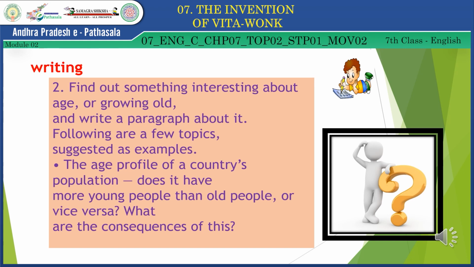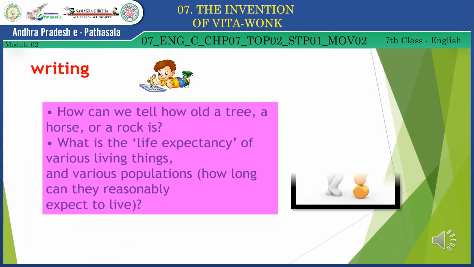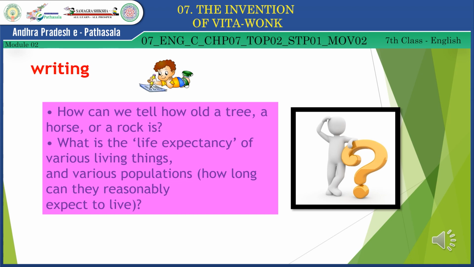Following are a few topics suggested as examples. The age profile of a country's population: does it have more young people than old people, or vice versa? What are the consequences of this? Here is another question for you. How can we tell how old a tree, a horse, or a rock is? What is the life expectancy of various living things and various populations? How long can they reasonably expect to live?